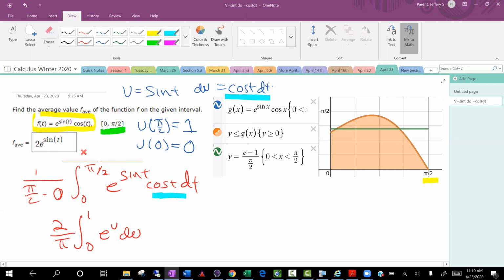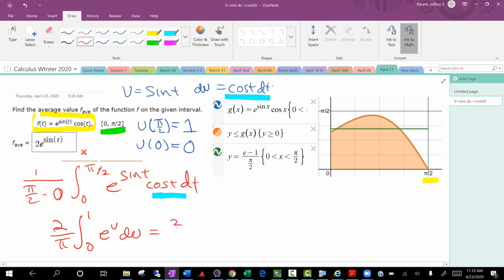Now, if you don't want to change your limits of integration, that's fine. But if you don't change your limits of integration, then please don't write 0 to pi over 2 here. Because 0 to pi over 2 is for the integral when you're integrating with respect to t. If you're integrating with respect to some other variable, then just write a and b unless you're changing the limits.